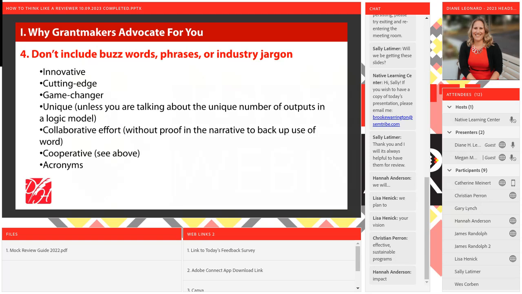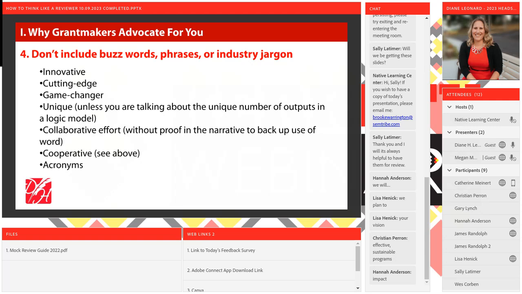Now, this fourth one, it's a pretty long list, isn't it, of things to avoid. But the reality, what it boils down to, is if we see words, phrases, or industry jargon, we want to avoid that because reviewers will have different understandings of what it means. And our use as an organization very well may differ from one to the next.